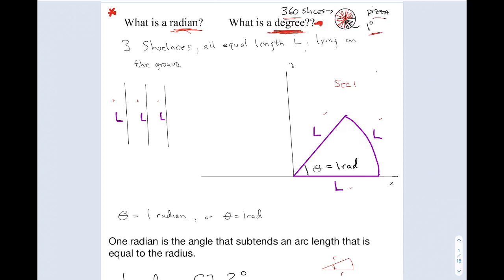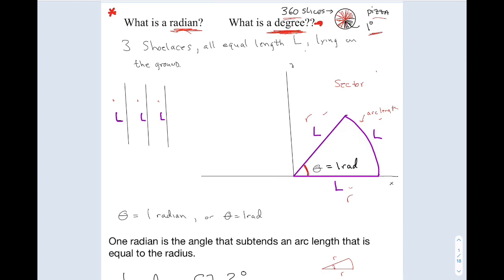bend this one so that I have what's called a sector. It looks like a piece of pie, or a piece of pizza. So that's called the sector of a circle. If you have a whole circle, just call it a circle, but this is a portion, the sector of a circle. So the radius is L, right? There's my radius. There's my radius. My radius is L, and the arc length, that arc length is also L. So all three of those shoelaces make that sector.